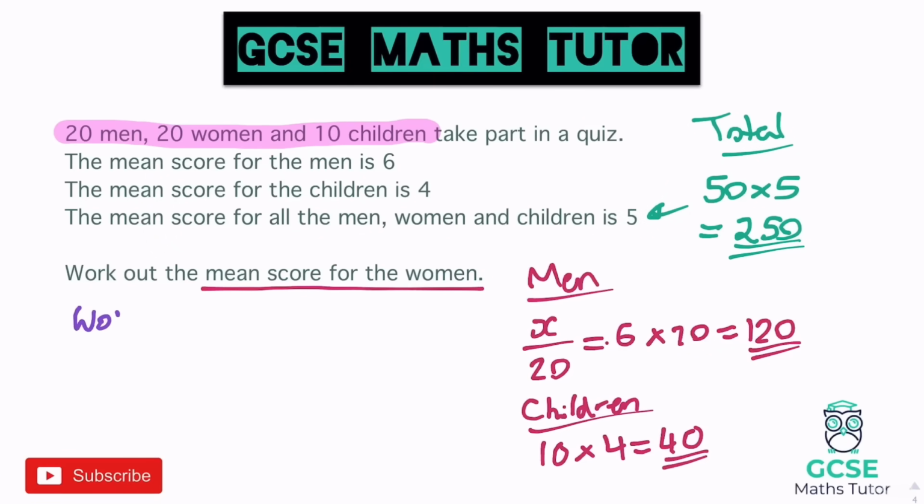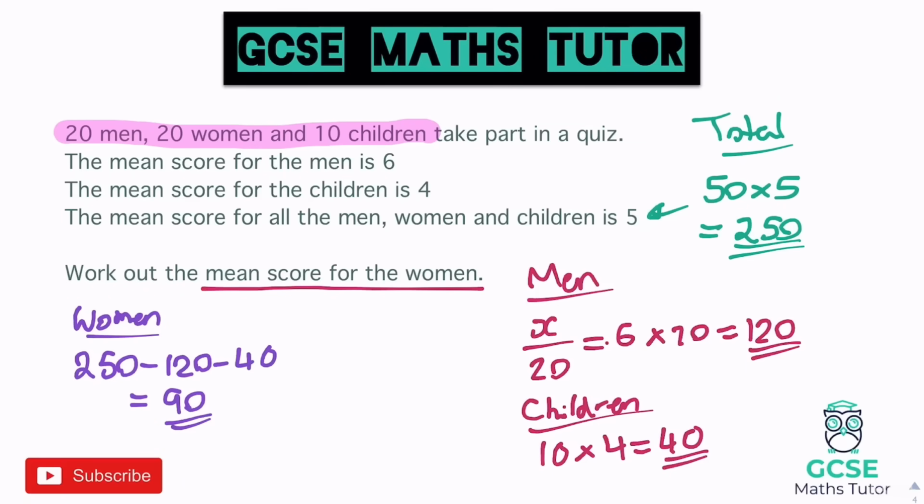So if we do this to the side, we know we have to do 250, take away the 120 that the men got and take away the 40 that the children got. And if we work that out, 250 take away 120 is 130, take away the 40 leaves us with a total score of 90 for the women.